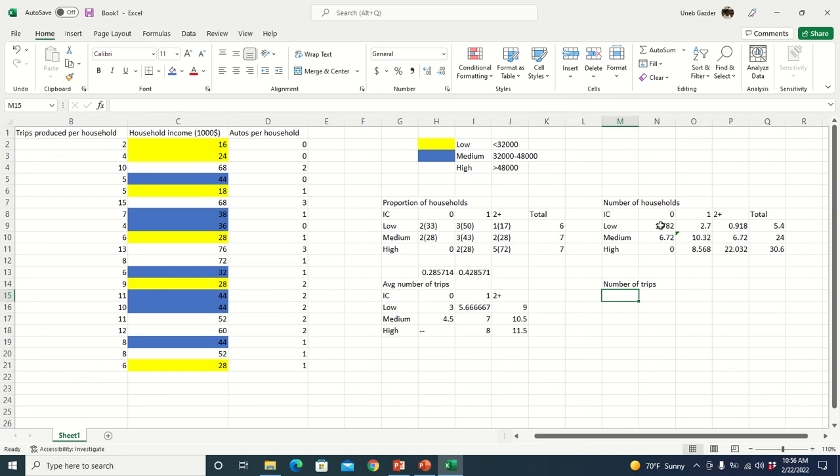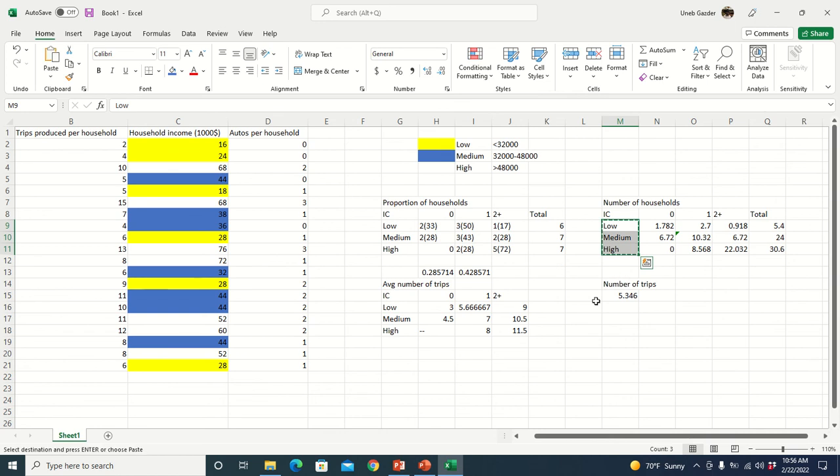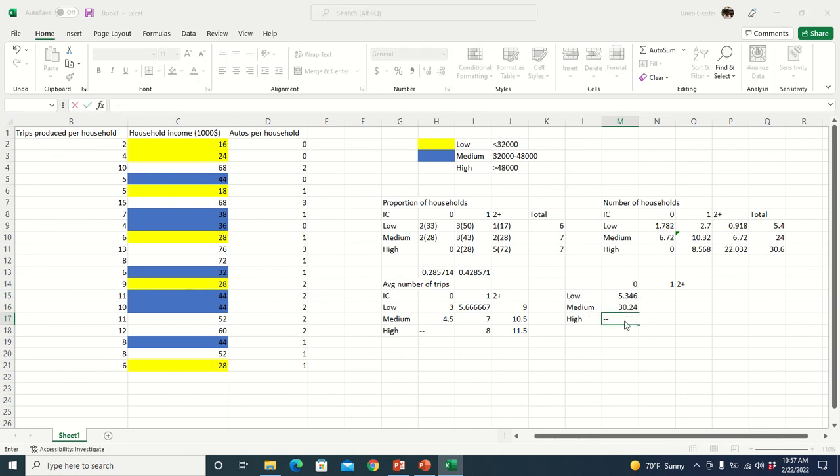So I know the number of households, and then I know the average number of trips for those particular type of households. So it will be this number multiplied by this number. Zero autos, 1 and 2 plus autos. Now my work is very simple. I can just drag it. There's no value here, obviously.